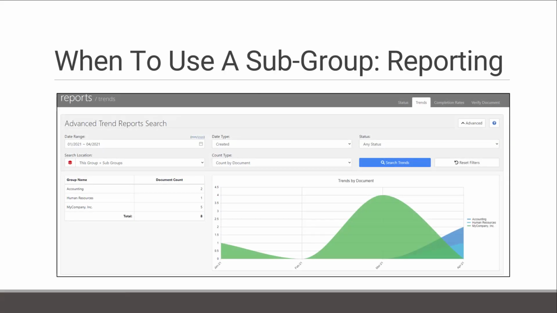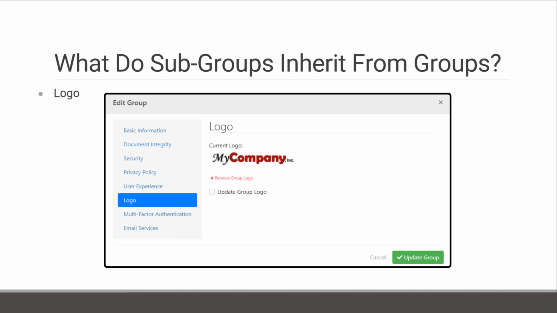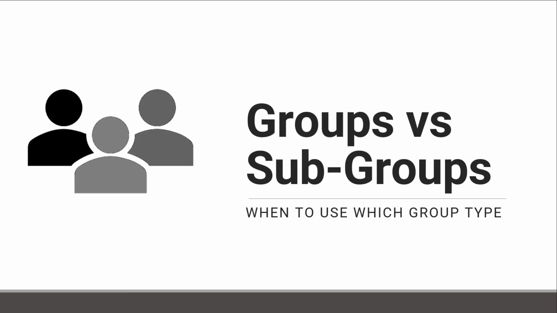As we mentioned before, subgroups allow reporting to be broken down by each group. Users in the parent group should also be able to update any branding, workflows, web forms, and more for the subgroups without having to update each group individually. For example, if they have some internal changes to branding or logos, the parent group can easily update that for all of the subgroups. That's our review on groups versus subgroups.